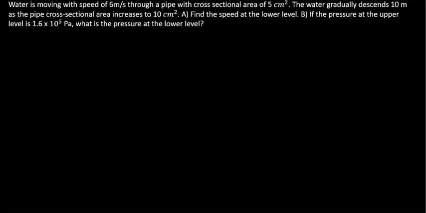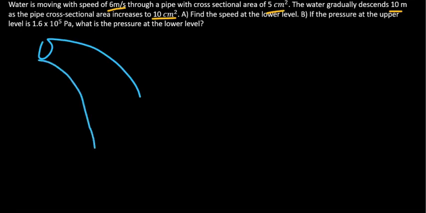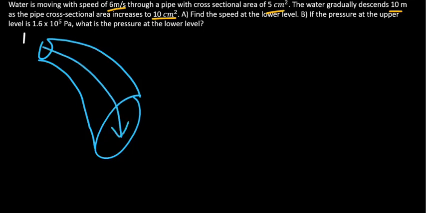Problem 2. Water is moving with speed 6 meters per second through a pipe with cross-sectional area 5 cm squared. The water gradually descends 10 meters as the pipe cross-sectional area increases to 10 cm squared. What is the speed at the lower level? So within a pipe, such a thing is happening, like that. So this is point 1 and point 2.